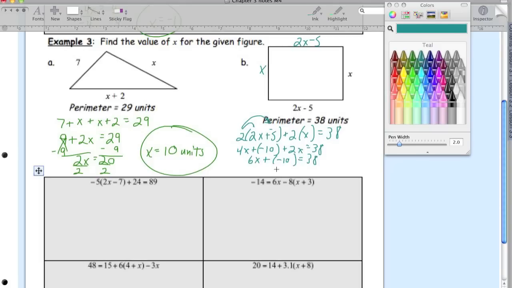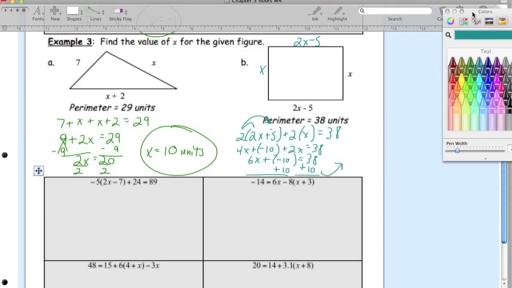And then I'm going to add 10 to both sides. And I'm out of room, so we'll go right here. When I add 10 to both sides, I get 6x equals 48. Divide by 6, divide by 6, x equals 8. I need to label it units.